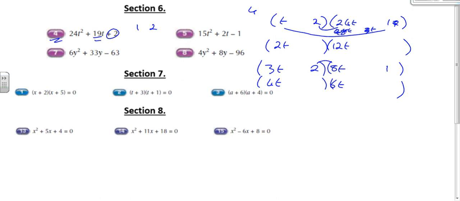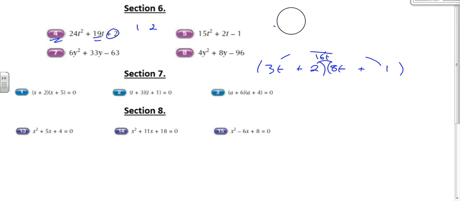2 lots of 8t is going to be 16t. 1 lot of 3t is going to be 3t. We can use those to make 19t. So it's going to be plus 2 plus 1. The final answer for that one, and well done if you found this, because this isn't easy at all. This is really, really quite tricky stuff.